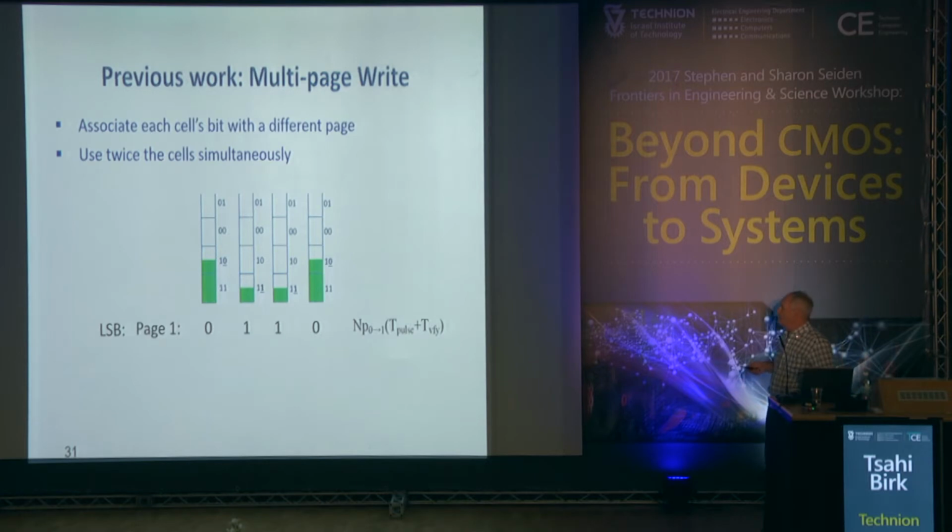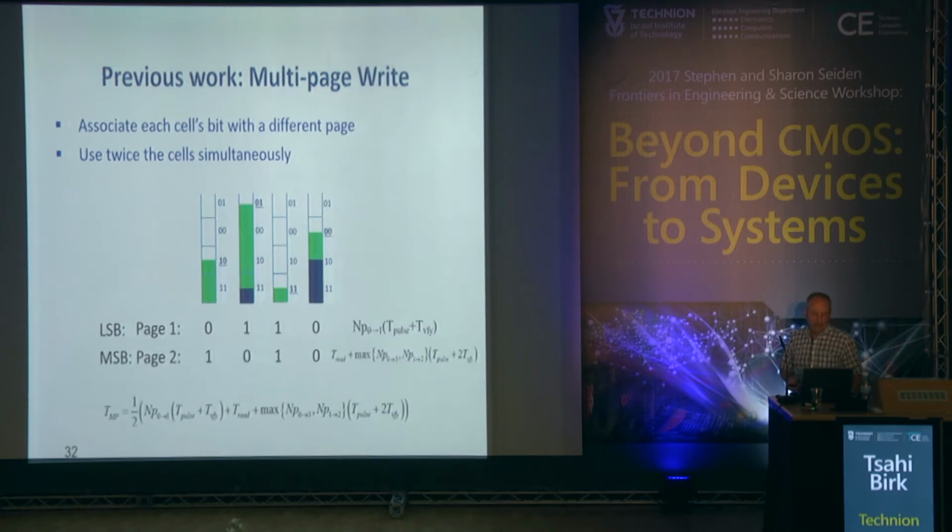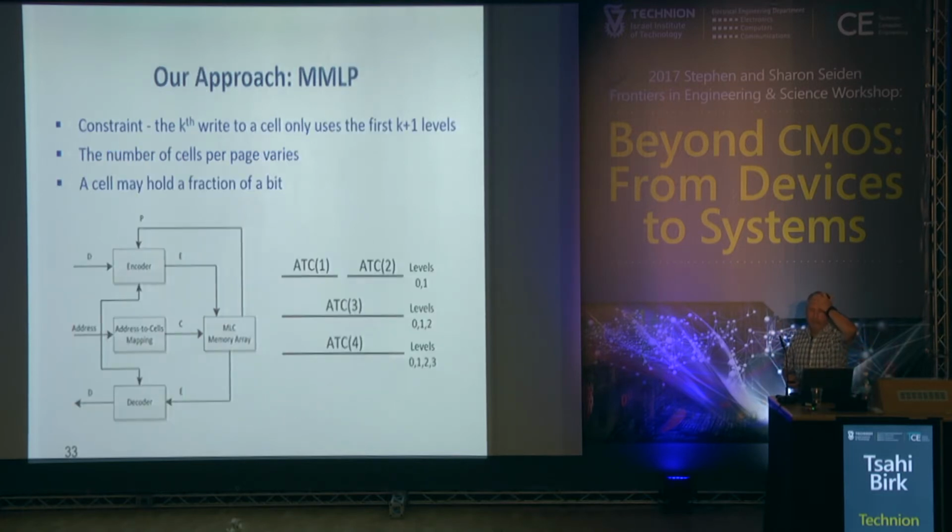There have been suggestions to do things differently. For example, multi-page programming says, in the example of 4 levels, including the erase, and so 2 bits per cell, each page owns 1 bit in the value of the level. So the first page only uses level 0 and 1, and therefore is programmed fast. And the second page may bring us to any level, that will be slower. Our approach is different.